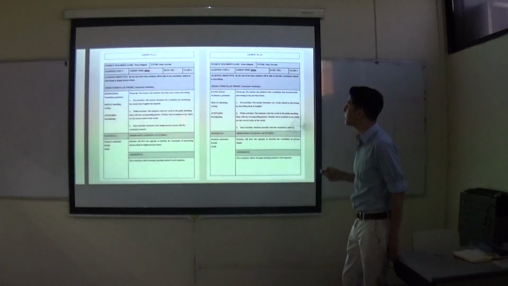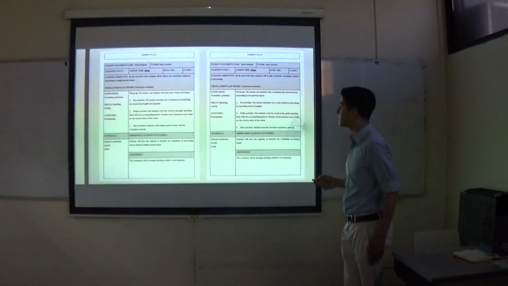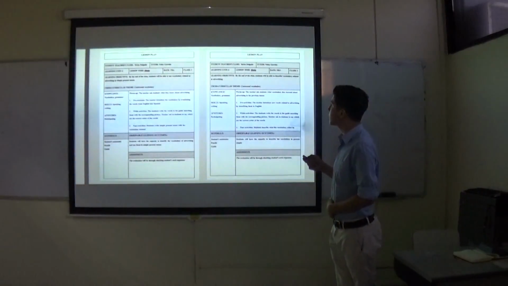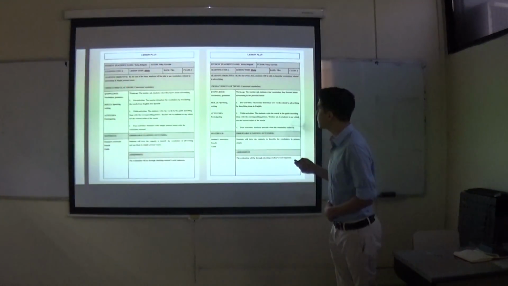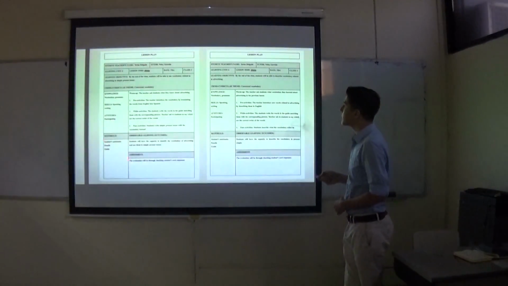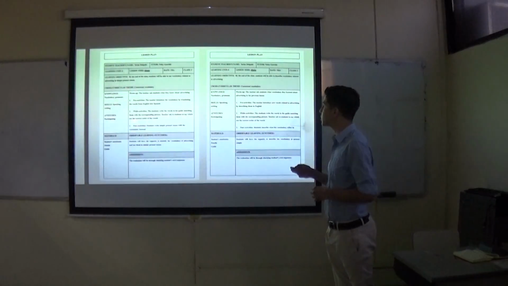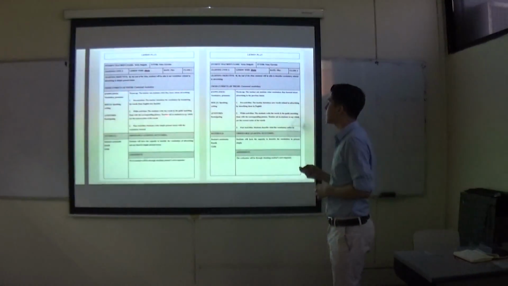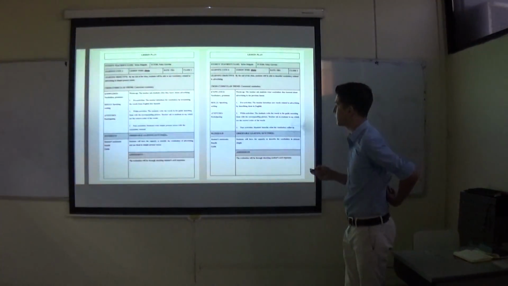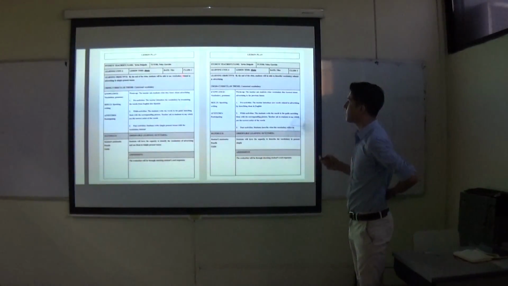Here we have the lesson plans that were used in the interventions. The first one had a class. It has as purpose the use of translation in the pre-activities, the while activities, and the post-activities. So this one was applied in the first day.